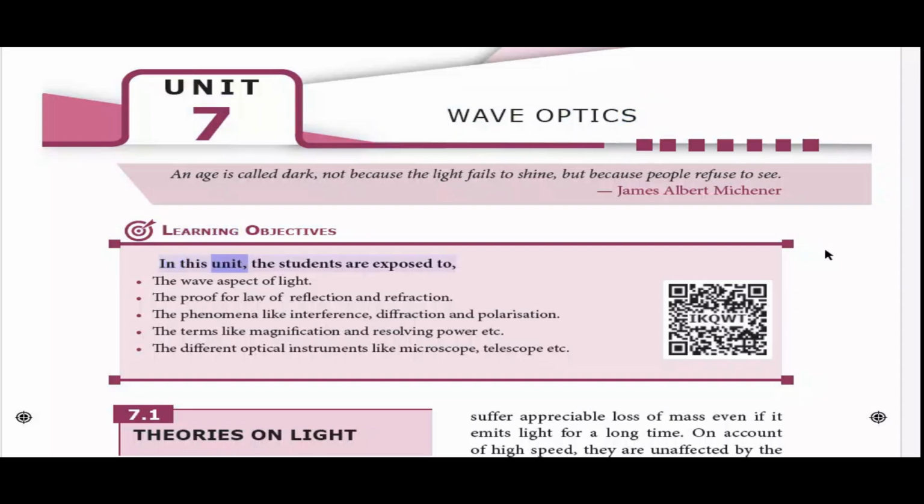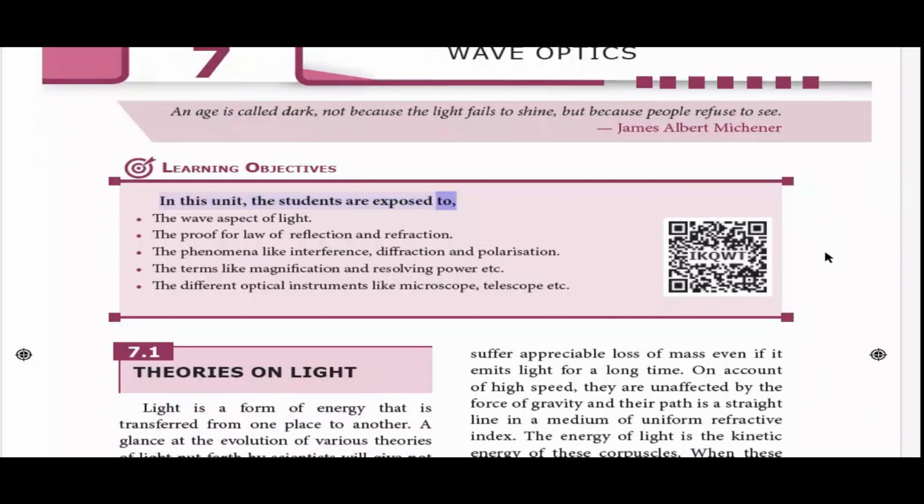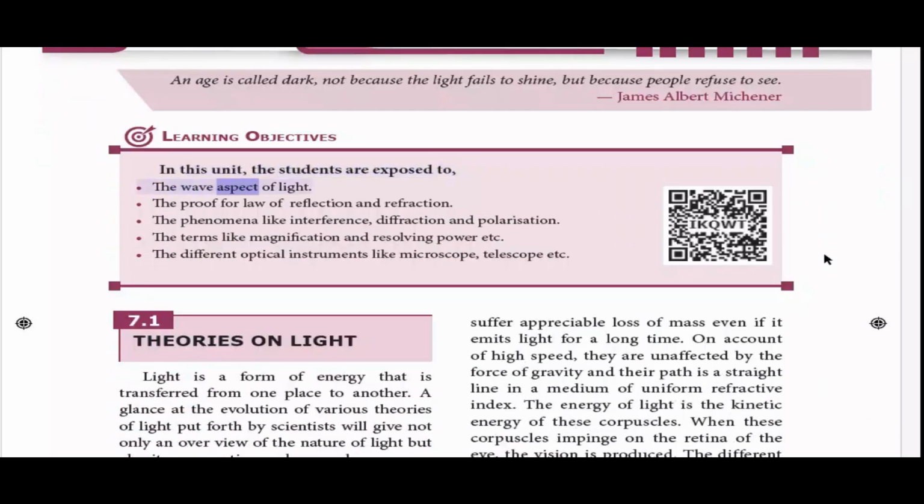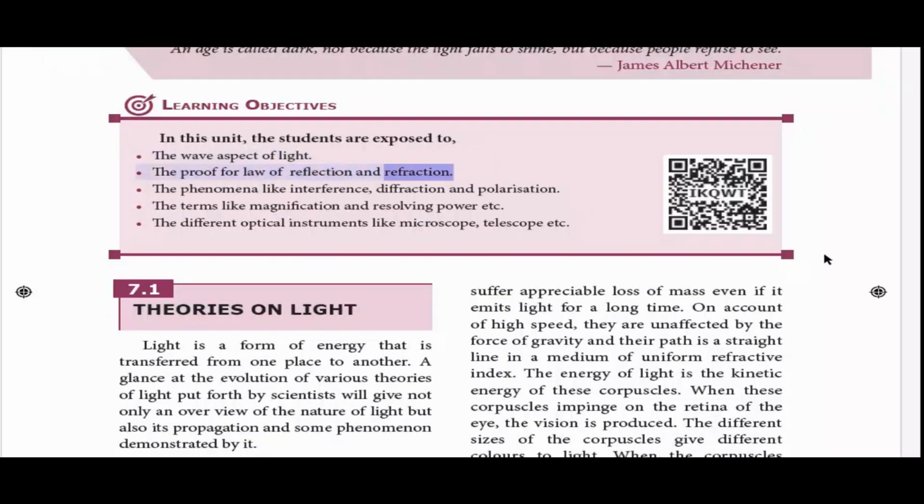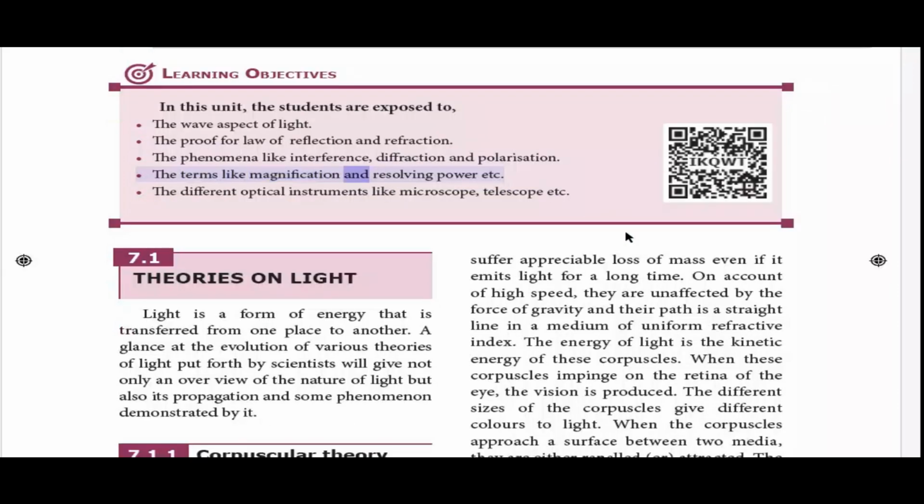Learning objectives. In this unit, the students are exposed to the wave aspect of light, the proof for the law of reflection and refraction, phenomena like interference, diffraction and polarization, terms like magnification and resolving power, and different optical instruments like microscope, telescope, etc.